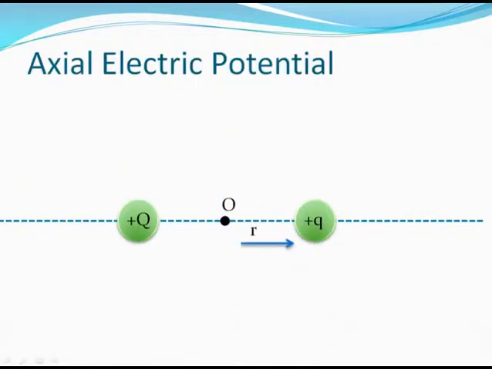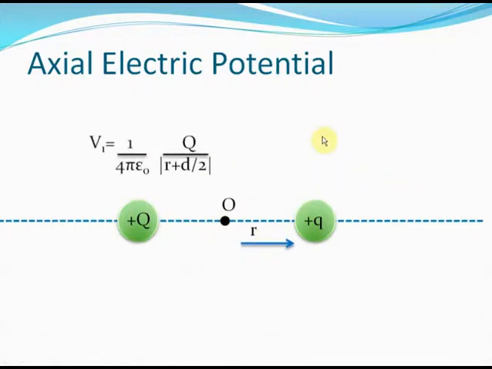Let's now move on to the next concept. What about axial electric potential in the case of a two positive charge system? So when you consider this charge plus capital Q and the charge plus small q, what will be the electric potential here, here, here? What will it be?